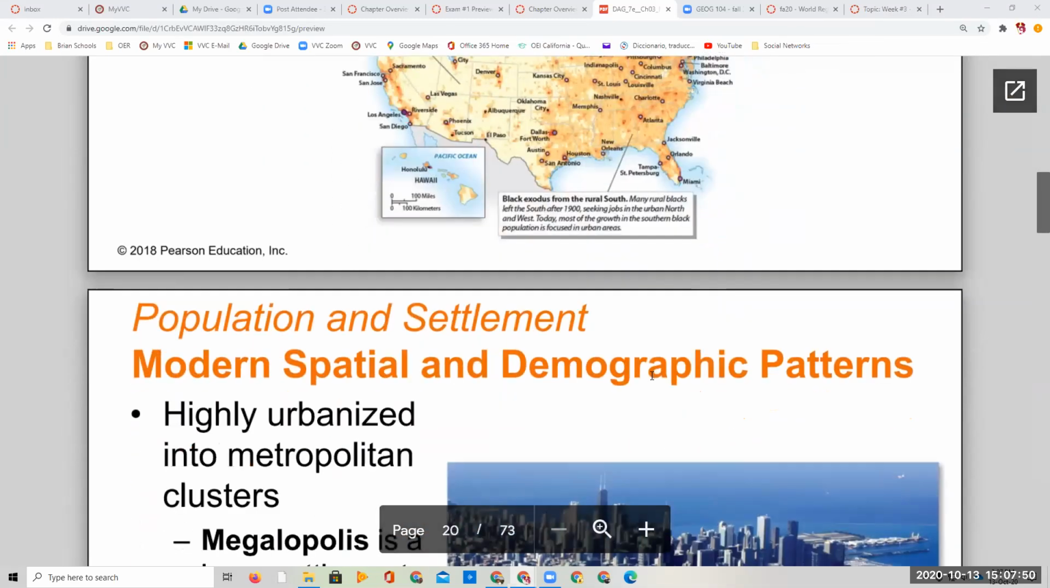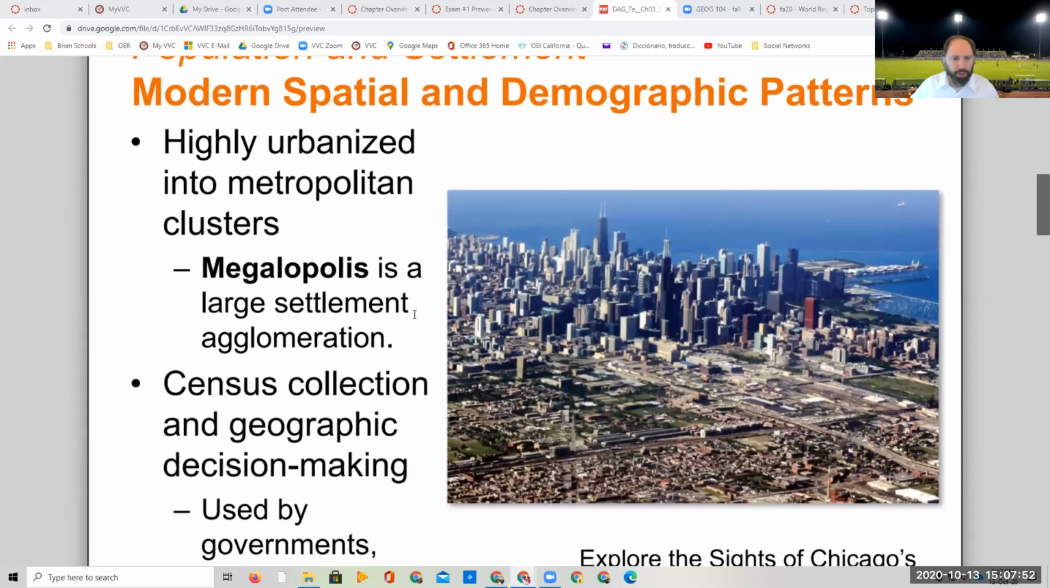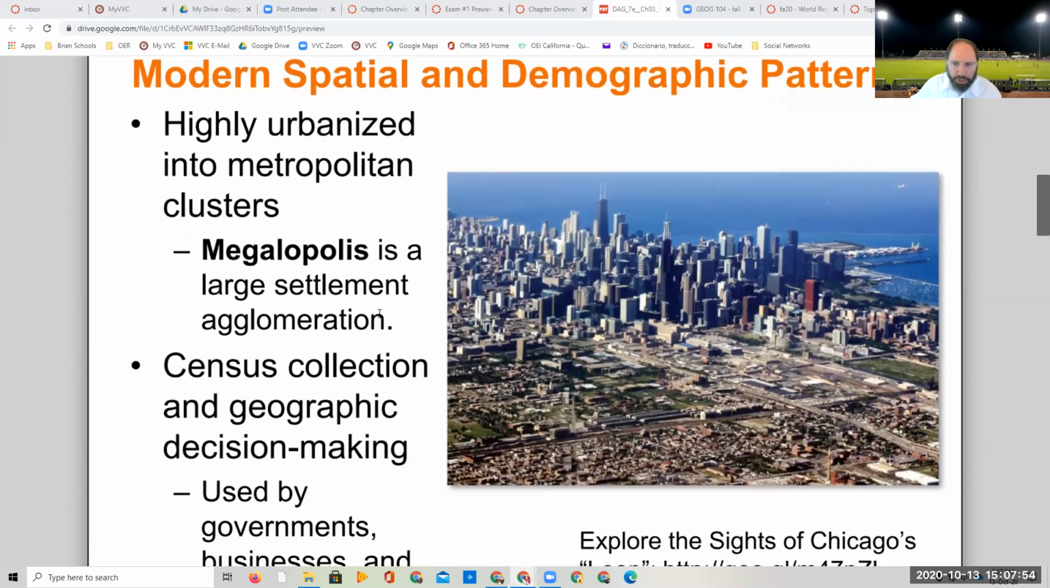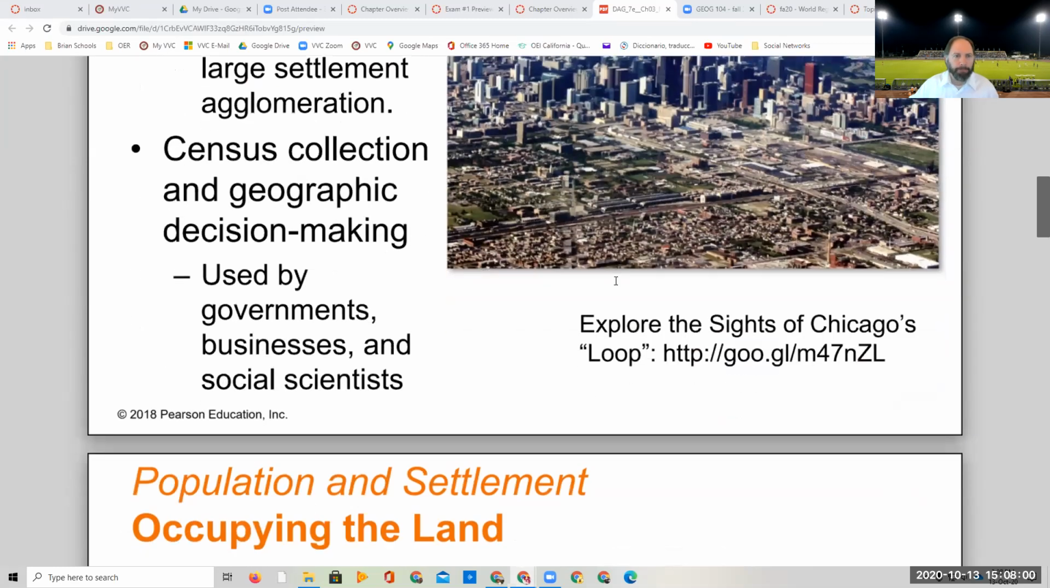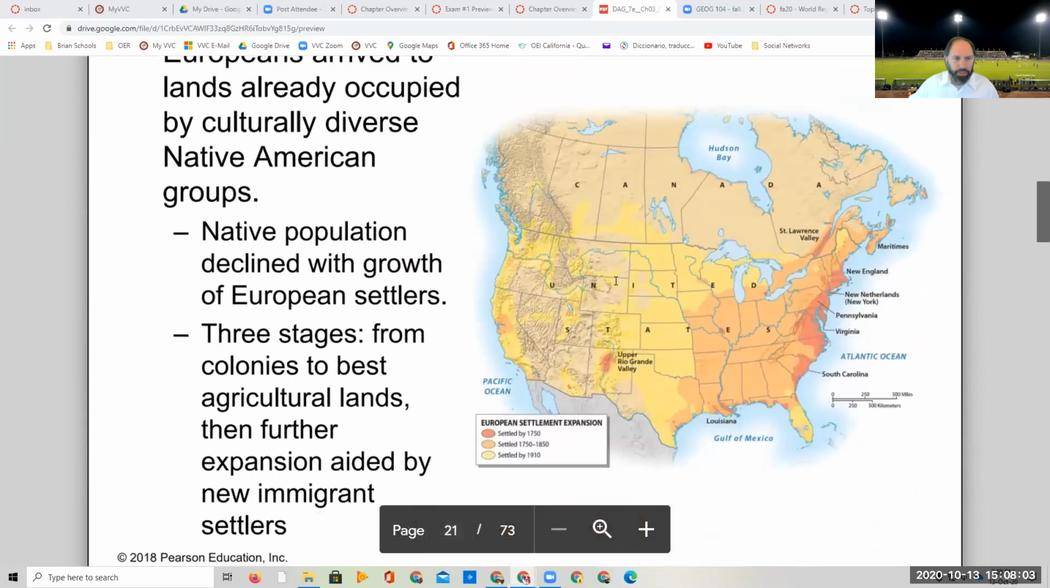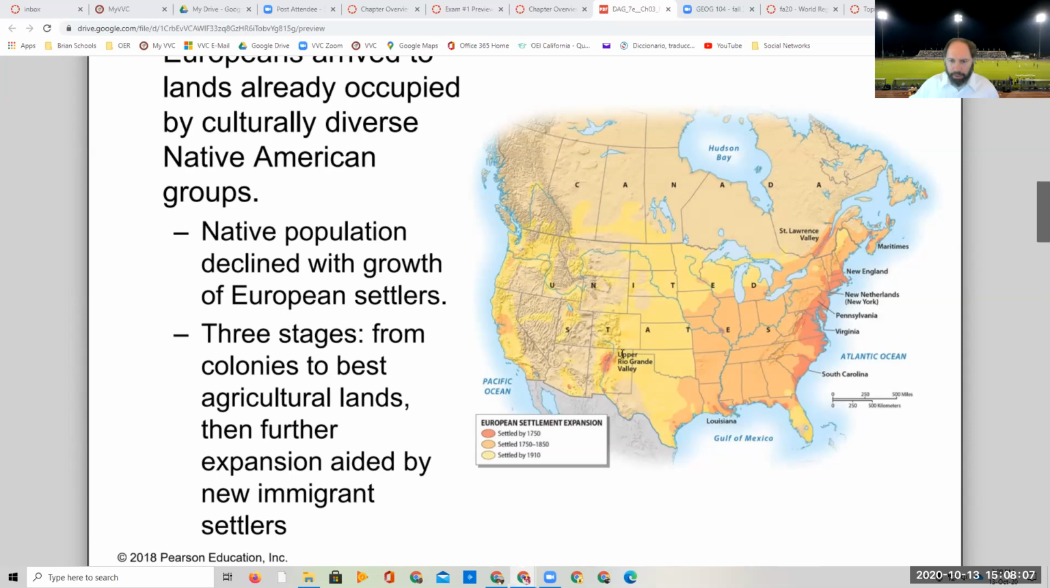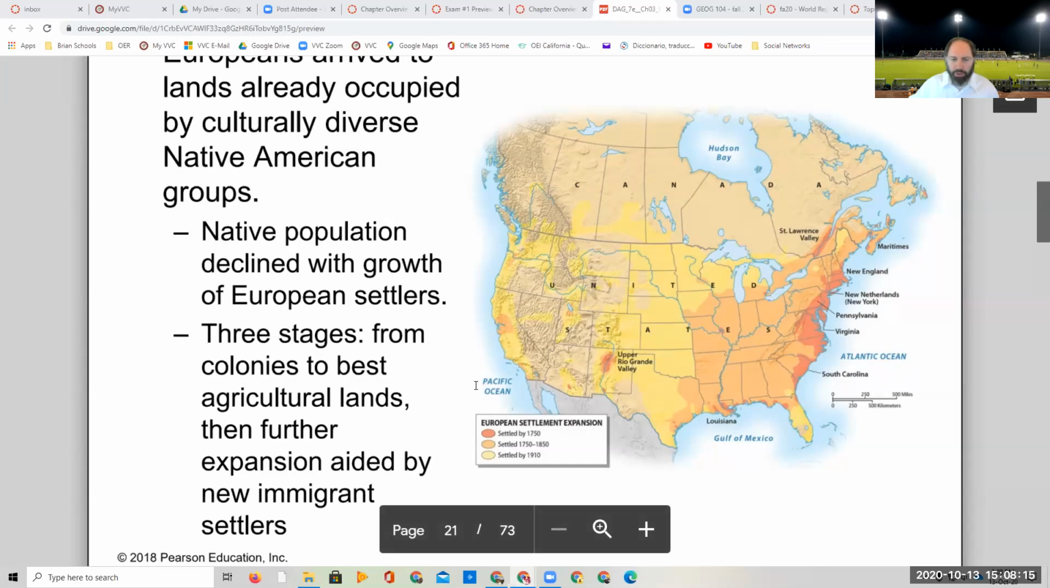Yeah. Okay. And you can see something called a megalopolis, which is a large city, a huge city. This looks like it's San Francisco. No, that's Chicago. That's Chicago. And you can see here the European settlement. And again, you can see the upper Rio Grande Valley. That was Spanish settlements. Okay, the French settlements in the north.